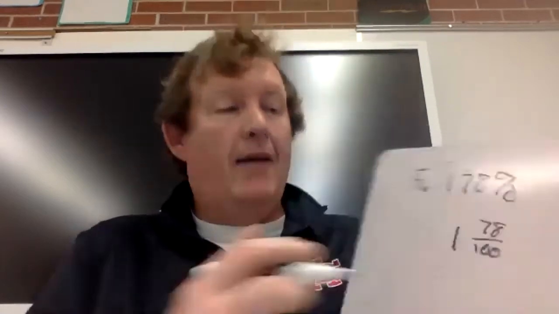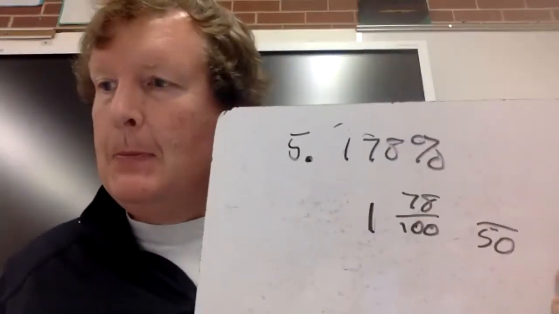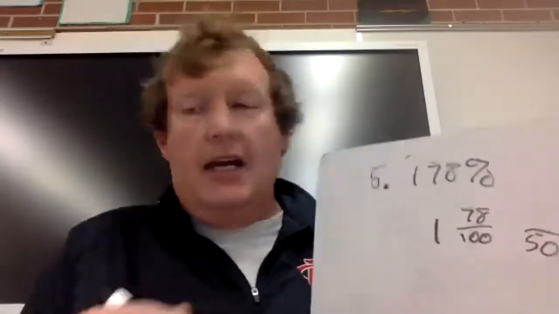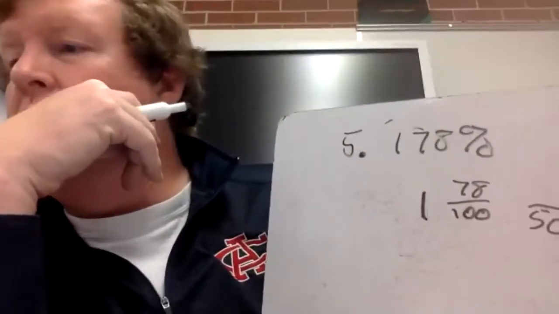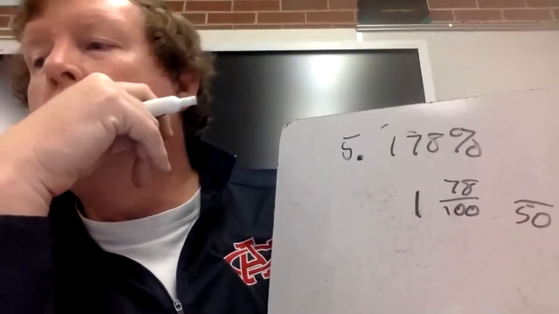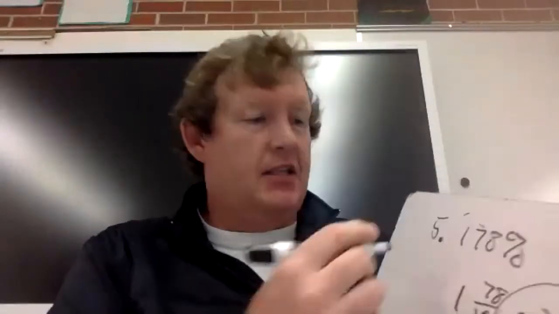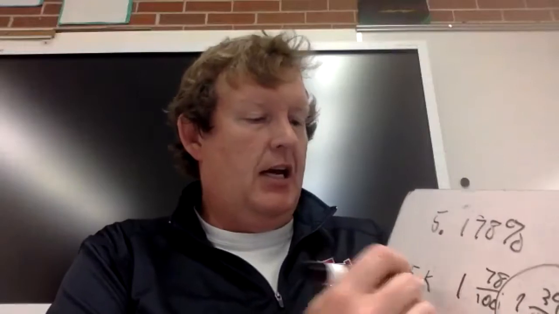Okay, so half of 100 is 50 again. And half of 78 will be, let's see, we've got choices between K and M. It's K. It's K, yes it is. So 1 and 39 over 50, that's number 5. You can kind of limit your possibilities by looking at that. Okay, let's move on.